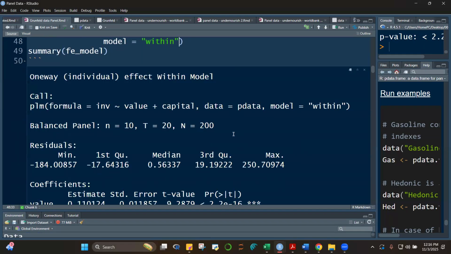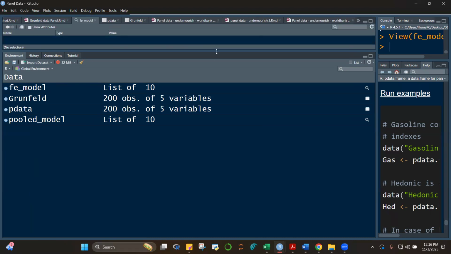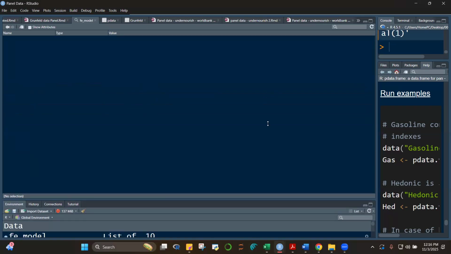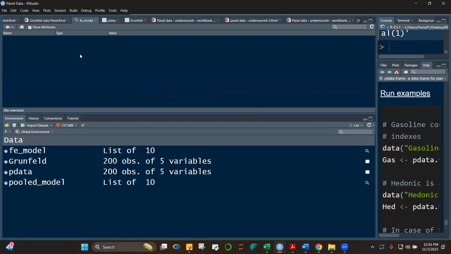Okay. And before we look at this, class, let's take a look at our FE model here. It's a list, class. Unlike the, okay, it's a list of 10 also, just like the pooled model. And if we view this, class, okay, taking some time.